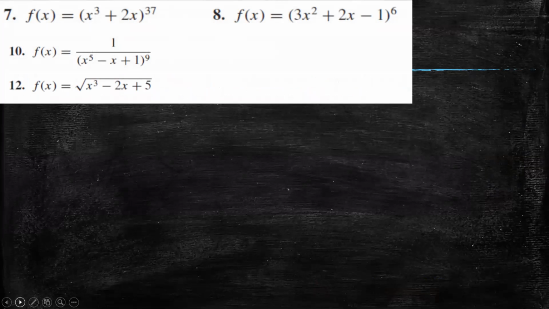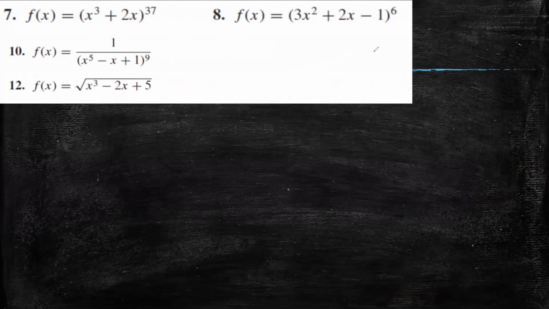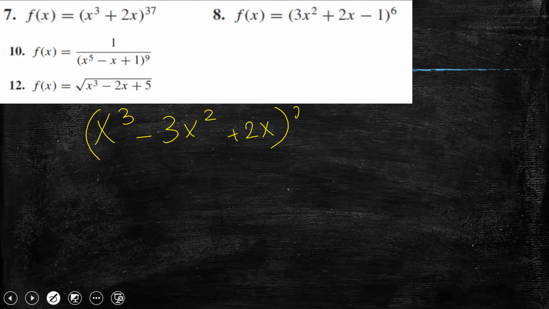As an example, if you have x cubed minus 3x squared plus 2x, and it's raised to the power 24. First of all, I will do it in many ways. The first way, I will suppose that this is u. So u is x cubed minus 3x squared plus 2x. And then, since I supposed that this is u, y will be u raised to the power 24.